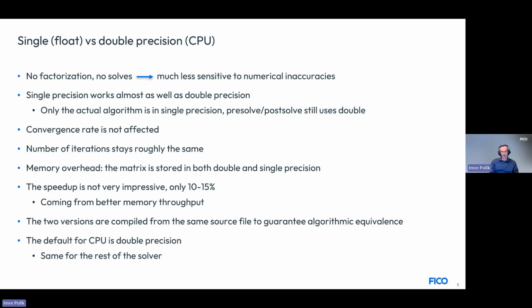It's important to say that only the actual hybrid gradient algorithm is in single precision. The pre-solve and post-solve that we are adding still uses the standard double precision. Quite surprisingly, the convergence rate is not affected, and the number of iterations stays roughly the same between single and double precision.